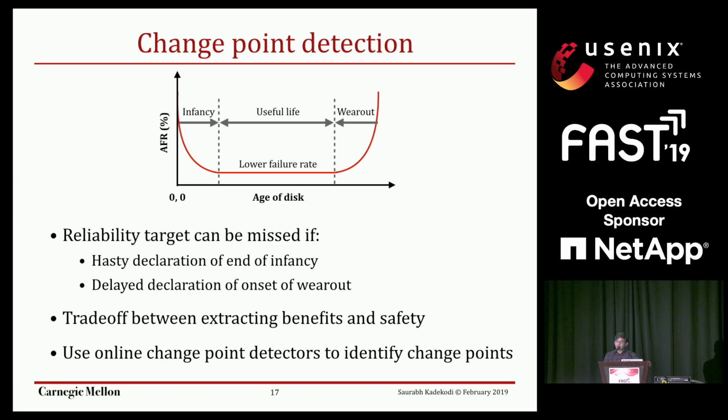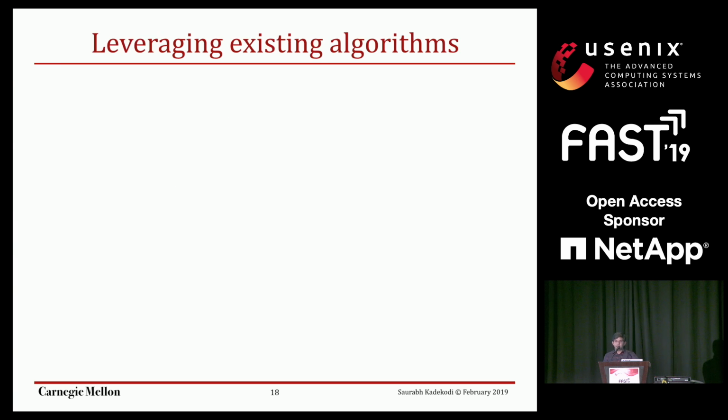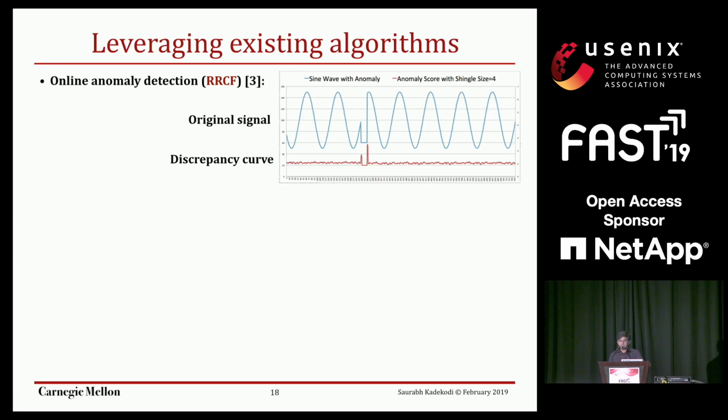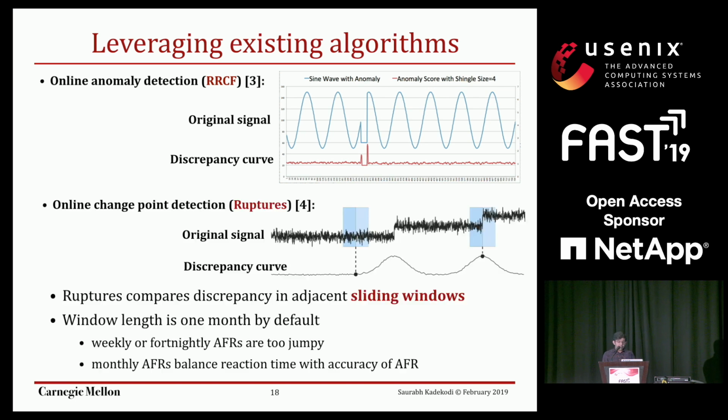For both anomaly detection and online change point detection, we leverage existing state-of-the-art algorithms. For anomaly detection, we use the robust random cut forest algorithm. And for change point detection, we use an algorithm called ruptures, which has a sliding window-based approach, where there are two adjacent sliding windows, and when the original signal is different in the different sliding windows, a knee of the curve is said to have reached.